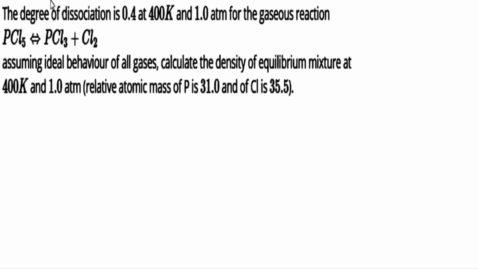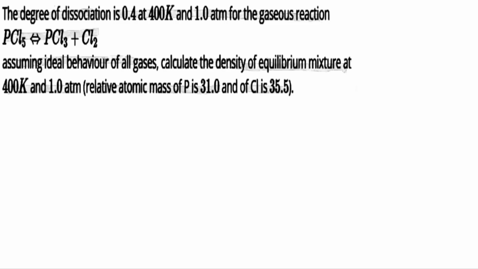Hello, the given question is that the degree of dissociation is 0.4 at 400 Kelvin and 1.0 atm for the gaseous reaction. That is, the reaction is PCl5 gives PCl3 plus Cl2. Assuming ideal behavior of all the gases, calculate the density of the equilibrium mixture at 400 Kelvin and 1.0 atm. Relative atomic mass of phosphorus is 31.0 and of Cl is 35.5.